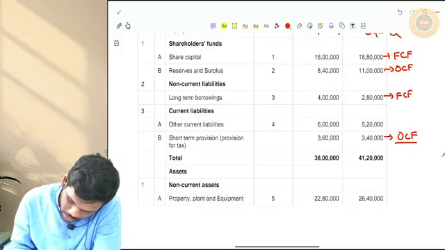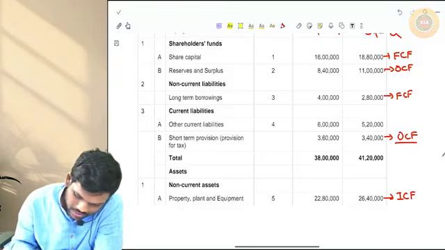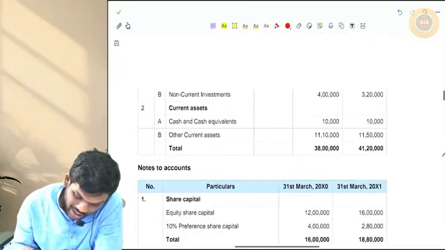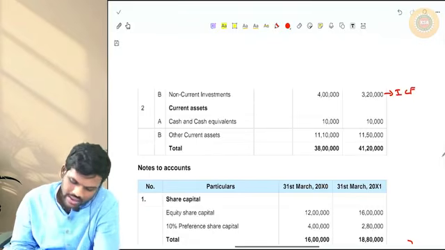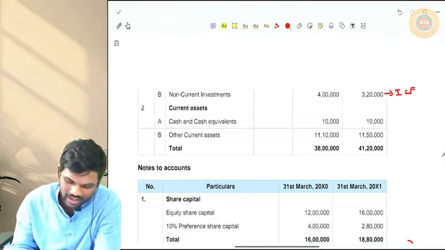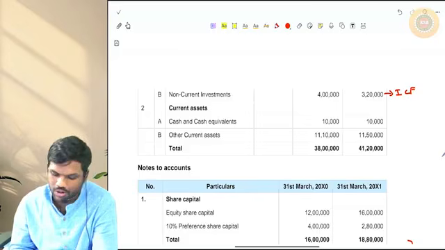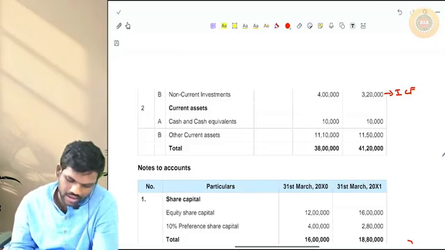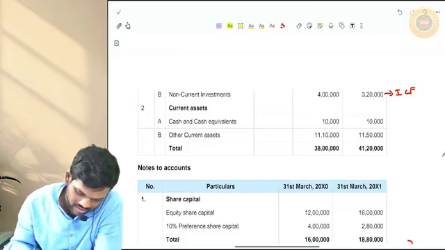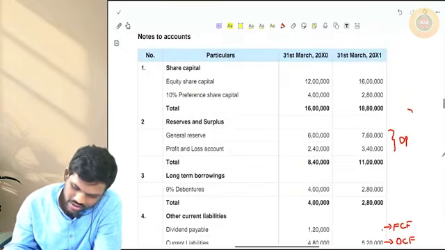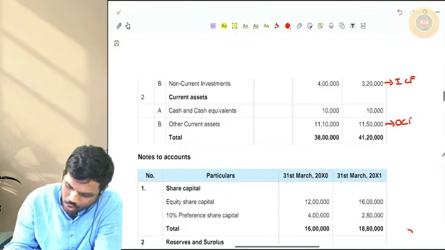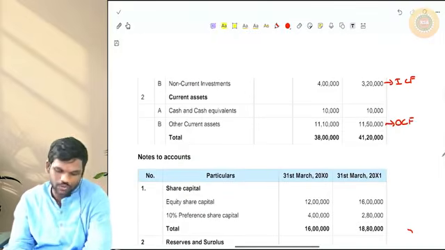Then we have under assets, property, plant and equipment. This will relate to investing cash flows. Non-current investments will also relate to investing cash flows. Cash and cash equivalents, please don't take any difference of this cash and cash equivalents. It should not be taken. And other current assets, nothing is given. They have not given any breakup in the question itself. If nothing is given for other current assets also, we will assume it as relating to operations, operating cash flows.